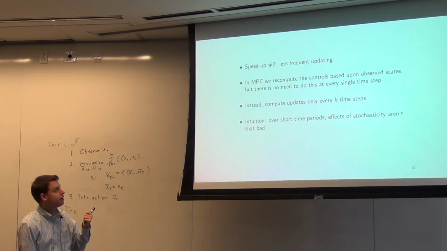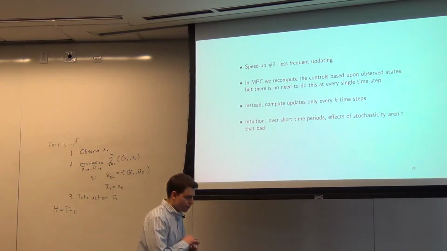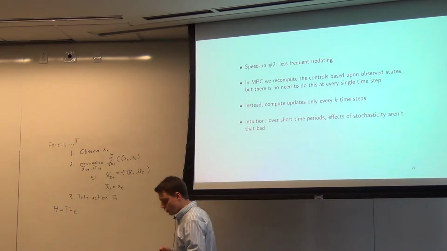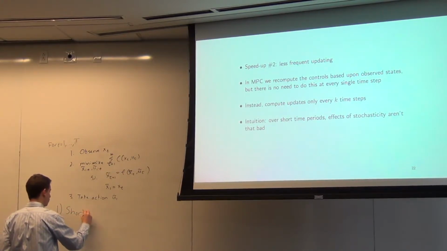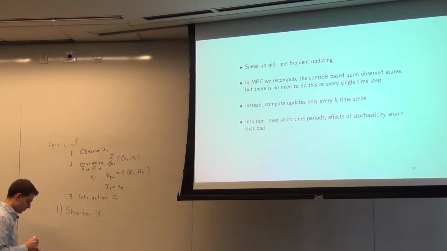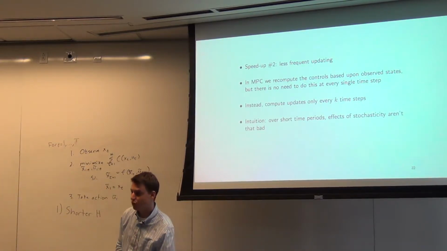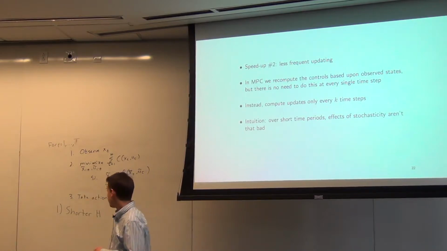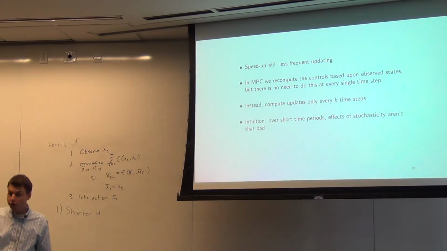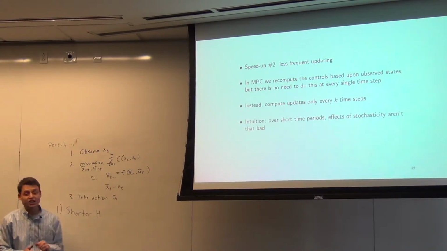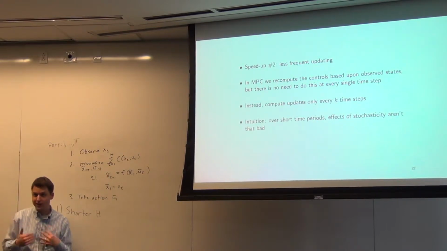Okay, the second thing is similar, but it's a slightly different point. In MPC, the first thing we could do was a shorter time horizon h. The second thing we can do is to update this whole thing less frequently. A big problem with MPC, the reason why it's so slow, is that we are solving this optimization problem very, very frequently, then taking only the first action that we get out here.